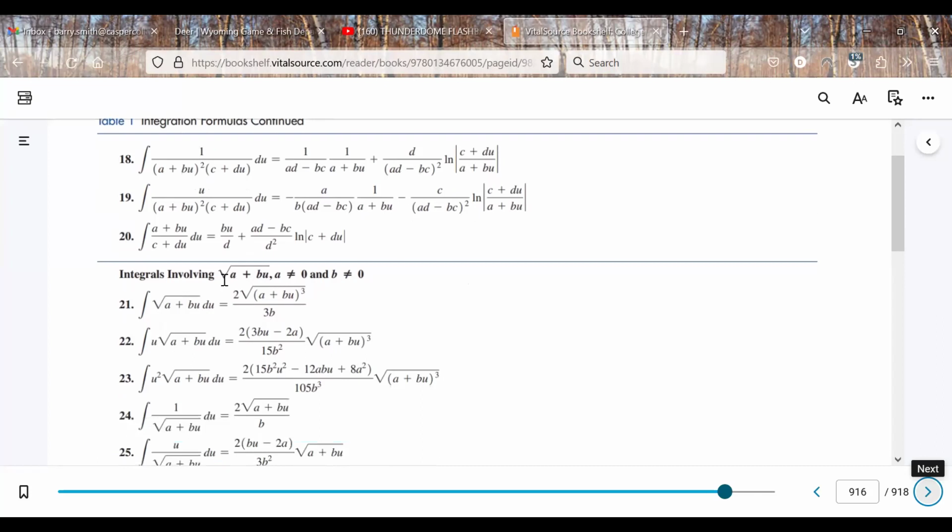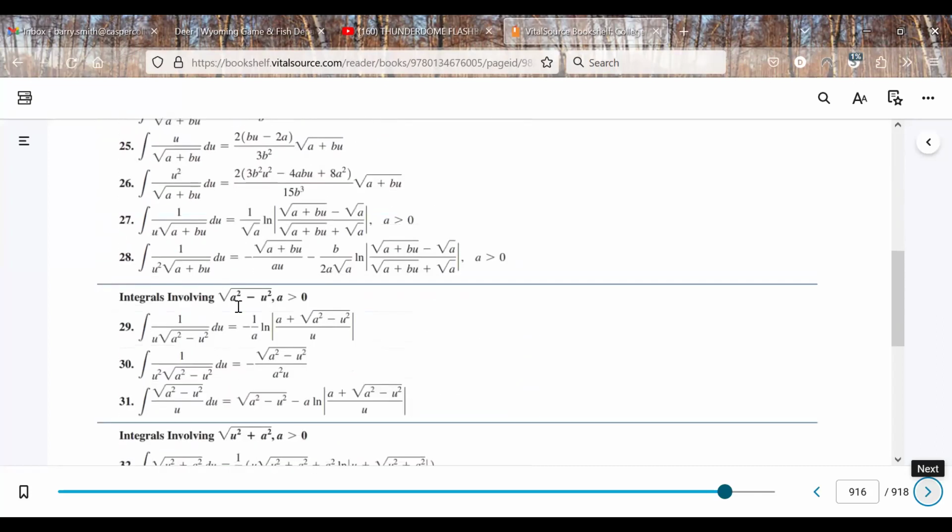So we're going to have, okay, square root of something, so it's going to be of this form because we have that. And it looks like it might be number 30 here: 1 over u squared, square root of a squared minus u squared du. And so this is what we have to use now. Now we just have to plug in our a's and our x's, and we simplify from there.